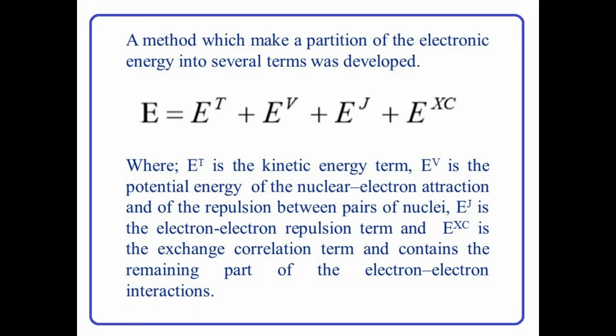The first one, ET, is the kinetic energy term, EV is the potential energy term, which covers the nuclear-electron attraction and the repulsion between pairs of nuclei. EJ is the electron repulsion term, and EXC is the exchange correlation term and contains the remaining part of the electron interaction. Once you describe this equation, you get some important parameters through its solution, and then we can predict some important parameters of molecules.